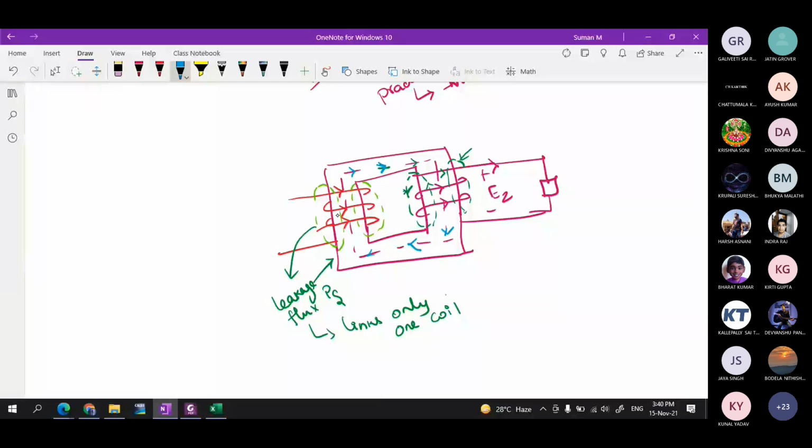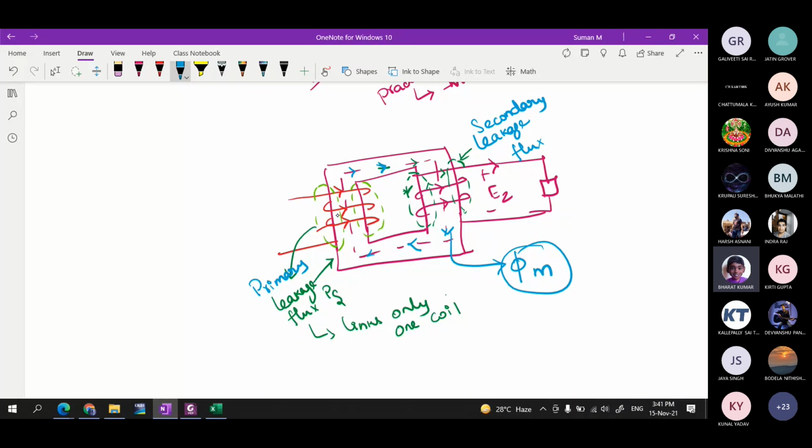So the flux which is linking both the primary and secondary is called mutual flux. That is mentioned like this, mutual flux. Whereas the flux which is linking only one coil is generally leakage flux. This is happening on the primary side, so you can call it the primary leakage flux. This flux is on the secondary, so you can call this the secondary leakage flux. Now I will tell you why we are talking about this flux.